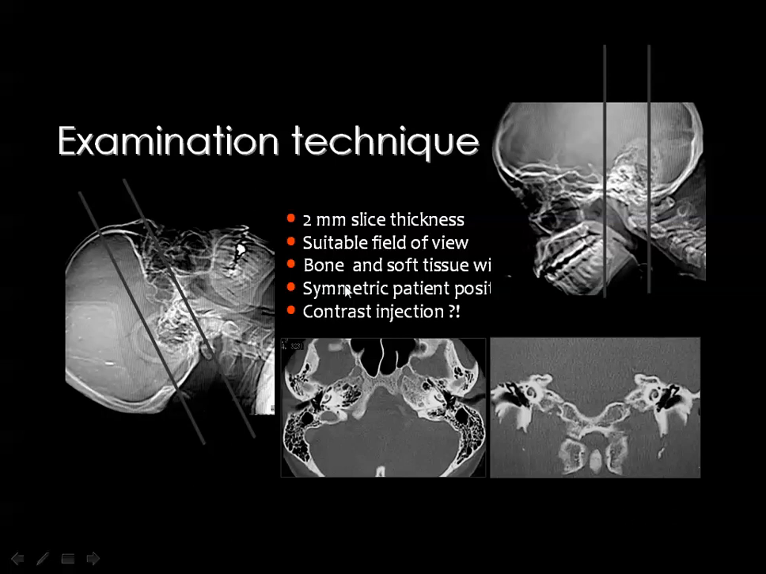Then we use the bone and soft tissue window images, and we try as much as we can to ensure the symmetric patient position on the scanning table. The need for contrast injection in the Petrous bone is extremely limited, and we do not usually need to inject the patient with contrast, particularly in the CT scan. But in MRI we may need, because our target in MRI is quite different from our target in the CT scan.